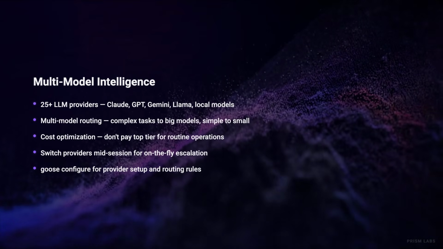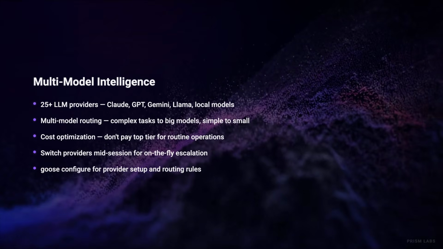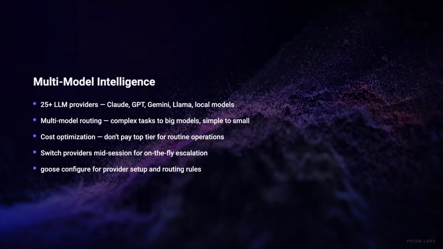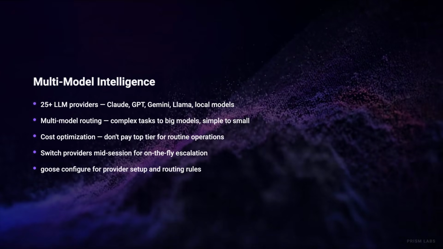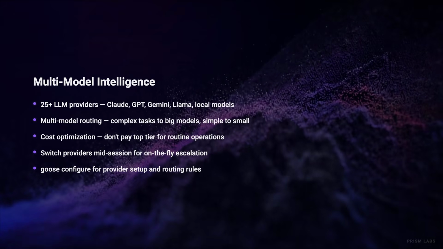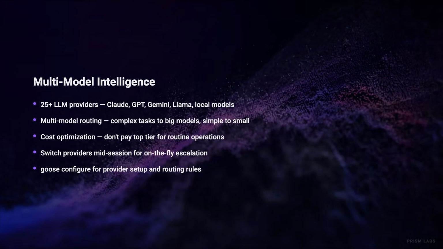The multi-model configuration means you're not paying top-tier prices for every agent interaction. Routine file operations can use a small model, while architectural decisions get routed to the most capable model available. This is practical cost management for teams running agents at scale.